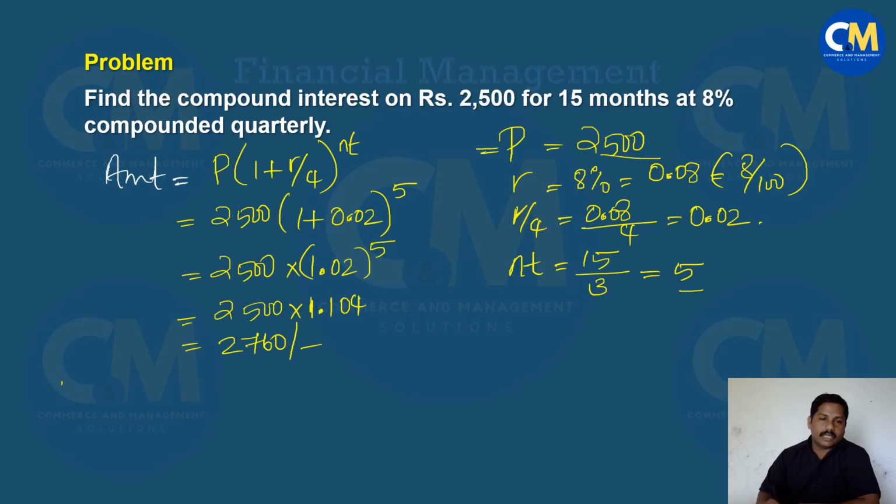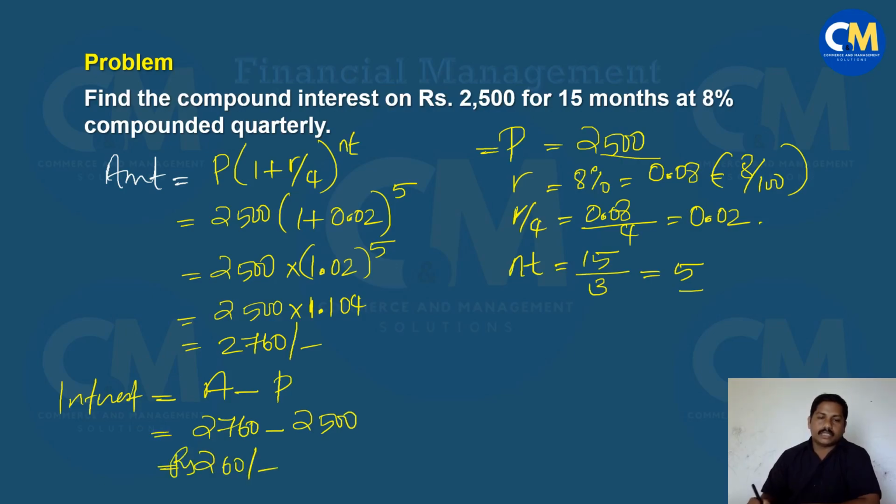From this you can calculate the interest. Interest is equal to the amount which you are receiving minus the principal amount. So the amount which you are receiving is 2,760, minus the amount you invested, 2,500. So this is the interest amount.